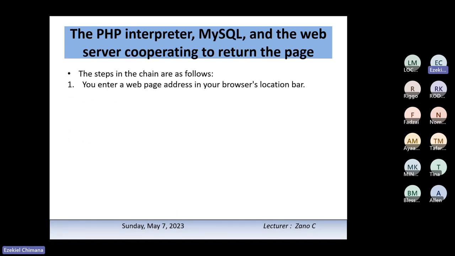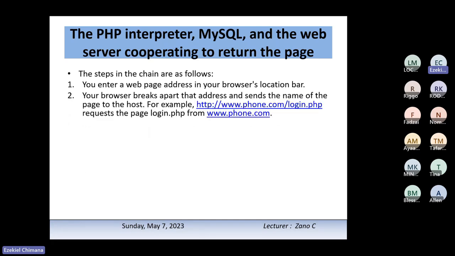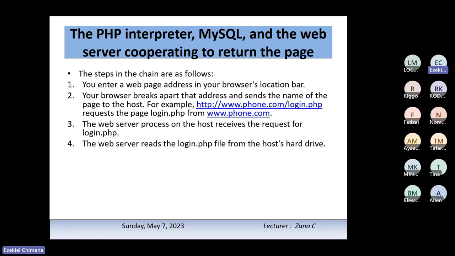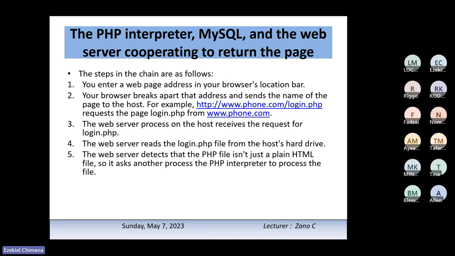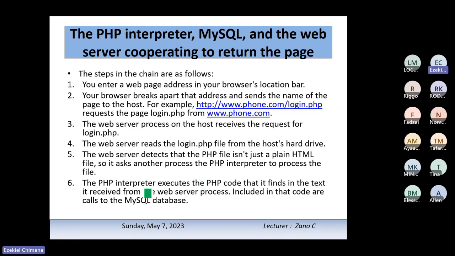You enter a web page address in your web browser location, and then we do the same. We send the name of the page to the host, and then the web server process on the host receives the request for login.php. So the web server reads the login.php file from the host's hard drive, and then after that, the web server detects that the PHP file isn't just a plain HTML file. So it tasks another process, the PHP interpreter, to process the file, and then the PHP interpreter executes the PHP code that it finds in the text it received from the web server process.